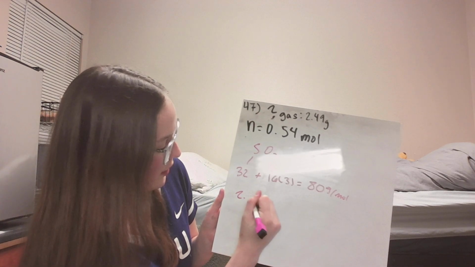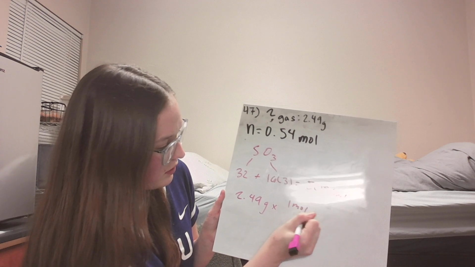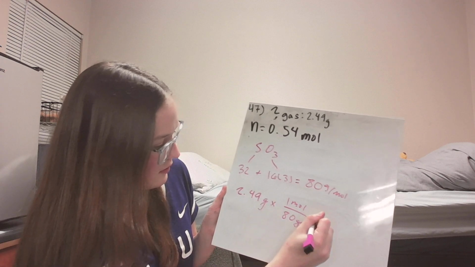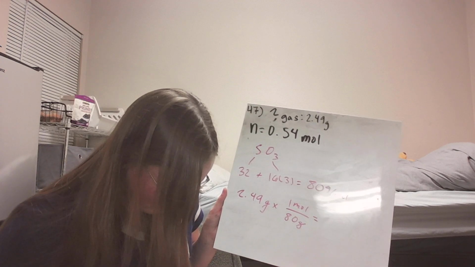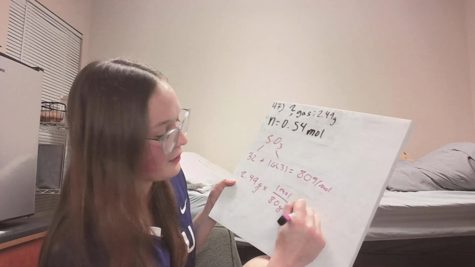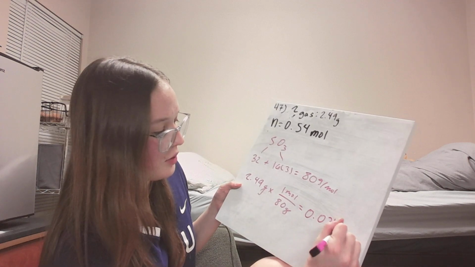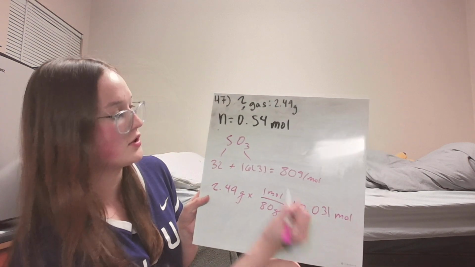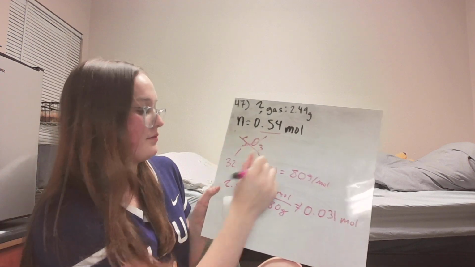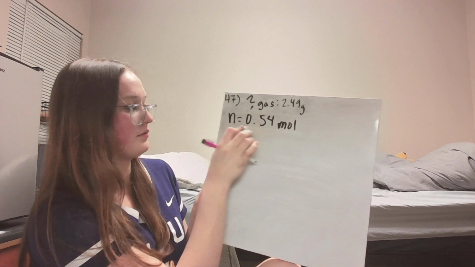So we're going to do 2.49 grams times 1 mole over 80 grams. What do we get? 2.49 divided by 80. An even lower number, 0.031 moles. That is not equal to the moles we're trying to find. So SO3 is not the correct one. Oh no. Darn.